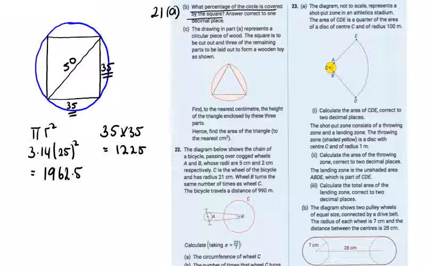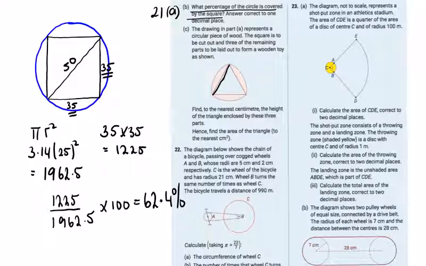And we're asked what percentage of the circle is covered by the square. So it's 1225. That's the part of the circle, and the total of the circle is 1962.5. So the bit that's covered by the square, if we take that and multiply it by 100, it's giving me 62.42%. To one decimal place, we're asked, 62.4%.